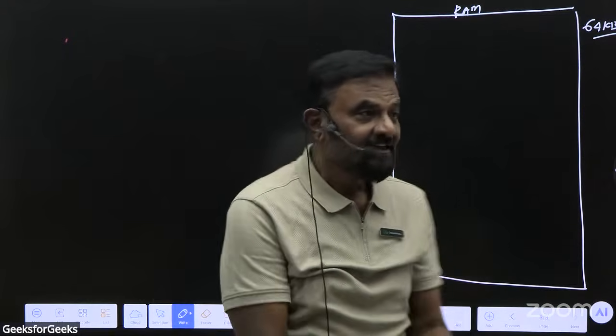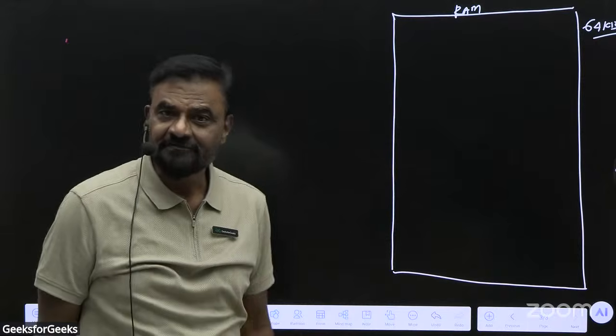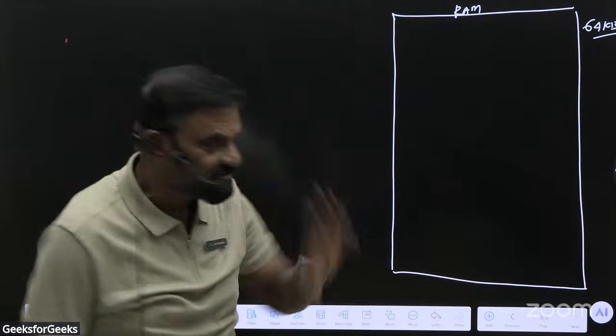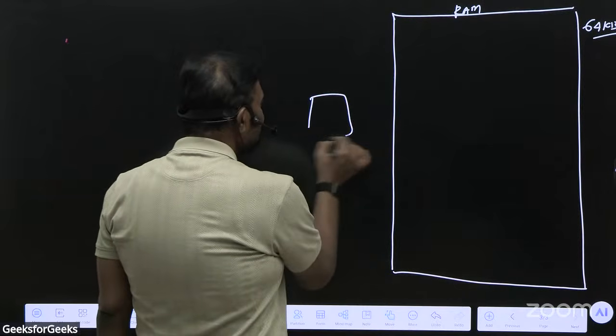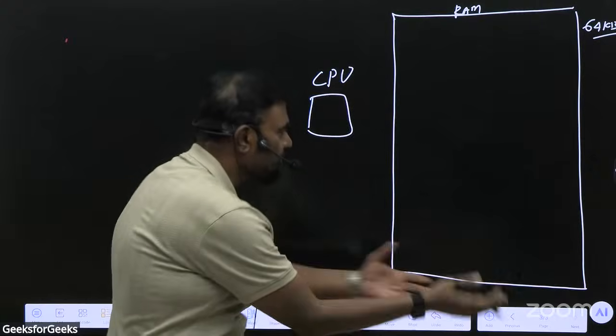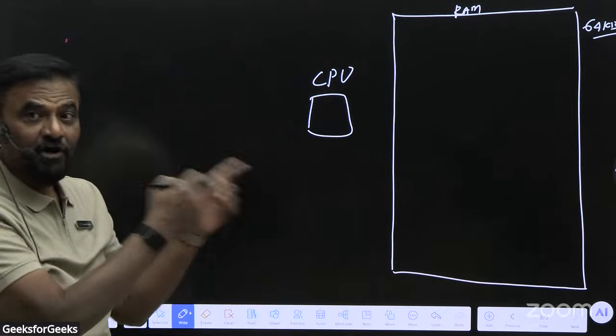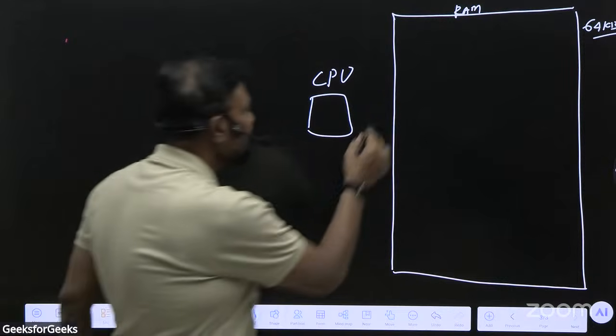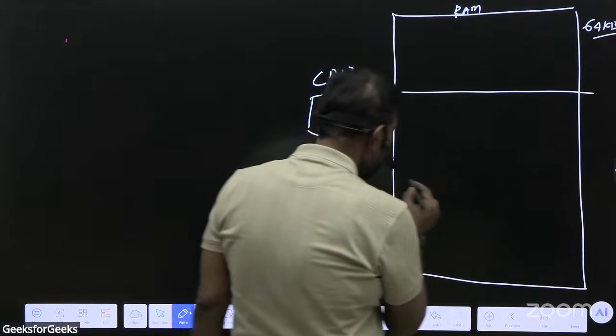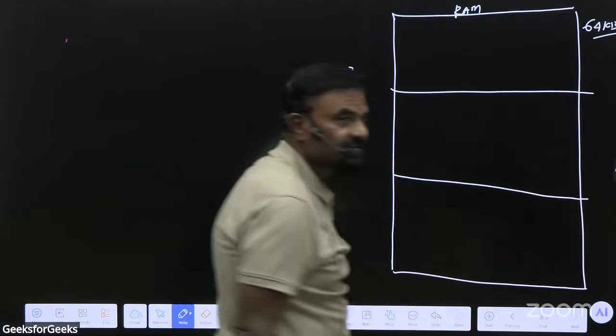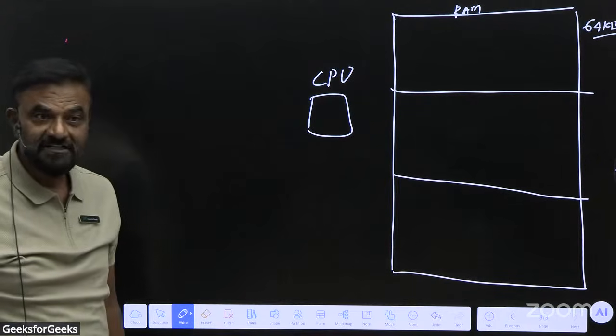In the same way, when a complete RAM is given for a program for its execution within the CPU, the program will execute. So the program should come here and execute. So how will it use this RAM? It will divide the RAM into three major sections.